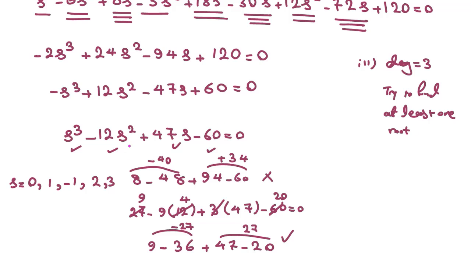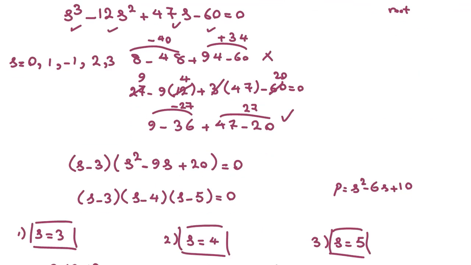So when 3 is one root, we can factor from this term, and it will be s minus 3 times what? s squared minus 9s plus 20. You can use quadratic formula, or we can factorize it again. s minus 3, s minus 4, s minus 5 equals 0. So s can be 3, 4, 5.